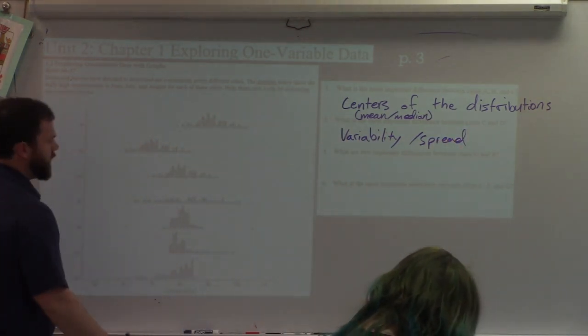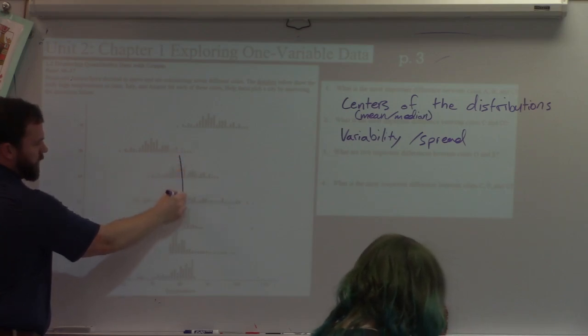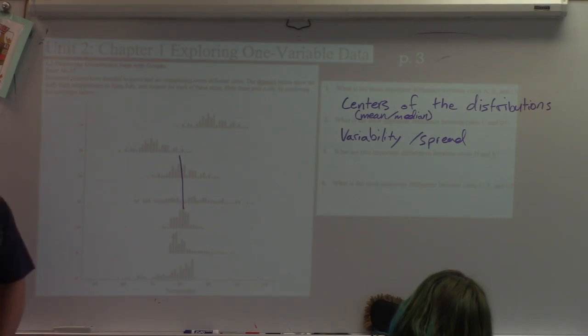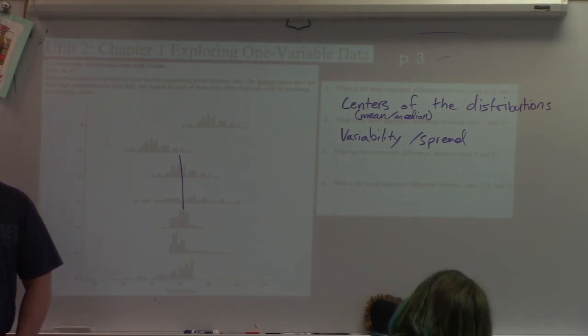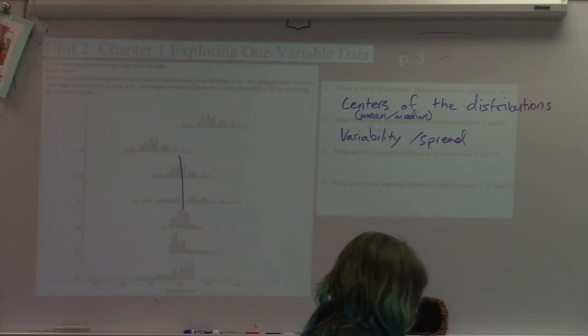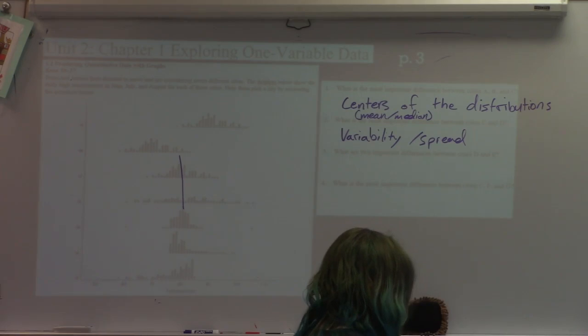What I would even point out is, if I kind of put the center there, doesn't the center look about the same for both of them? It's not perfect, because real world data is not perfect, but the only real difference between C and D is how spread out that data is.